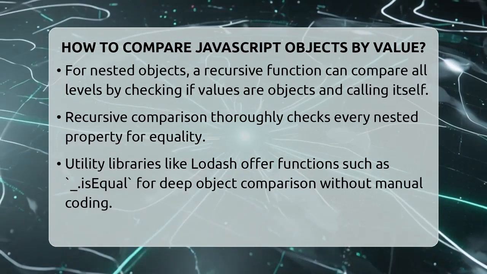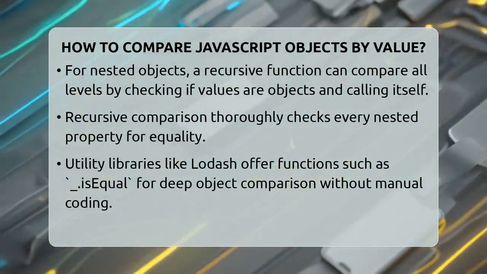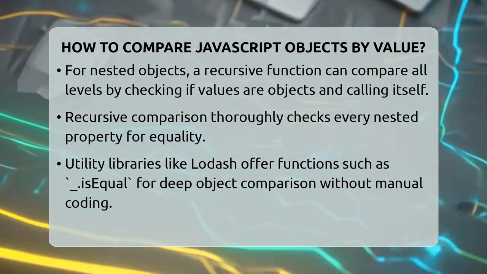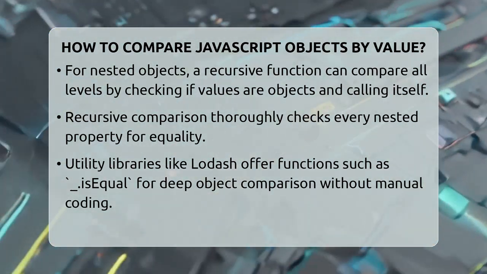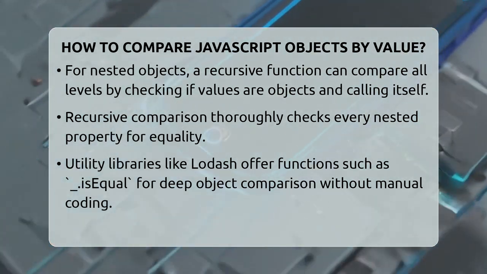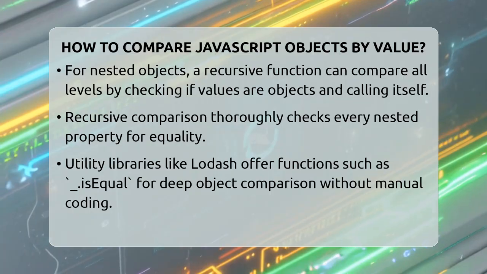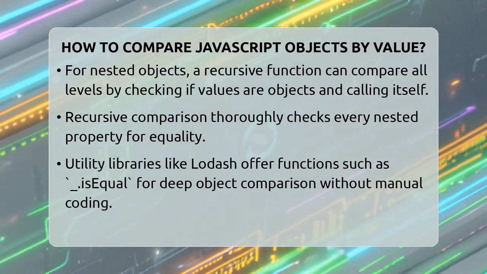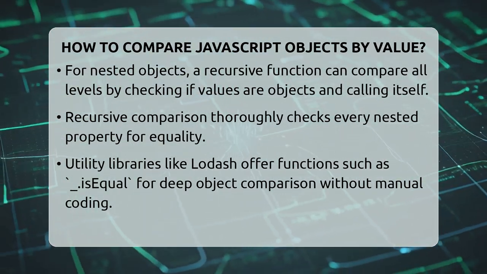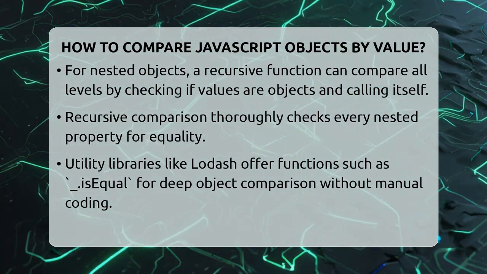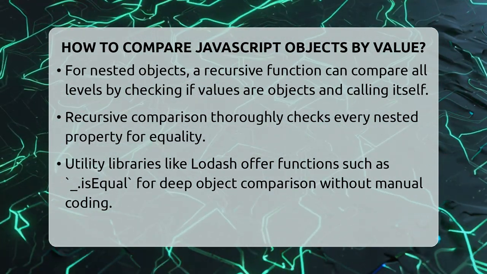For more thorough comparison, especially with nested objects, you can write a recursive function. This function checks if both values are objects. If they are, it compares their keys and then calls itself on each key's value. This way, it digs into every level of the objects, making sure everything matches. It's like opening every drawer and checking every item inside to confirm they are identical.